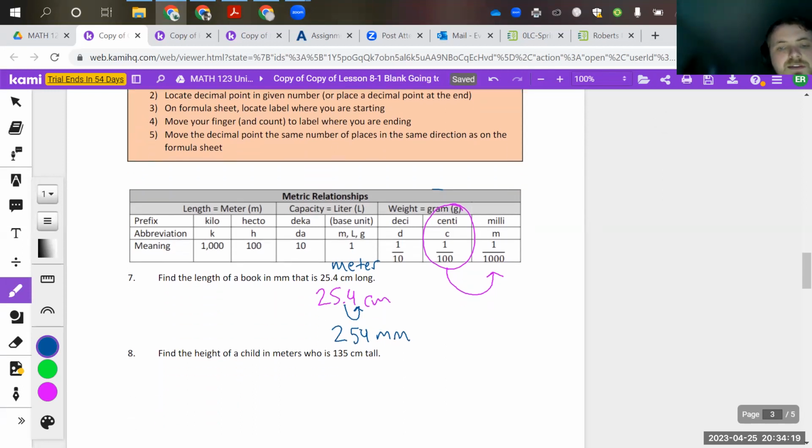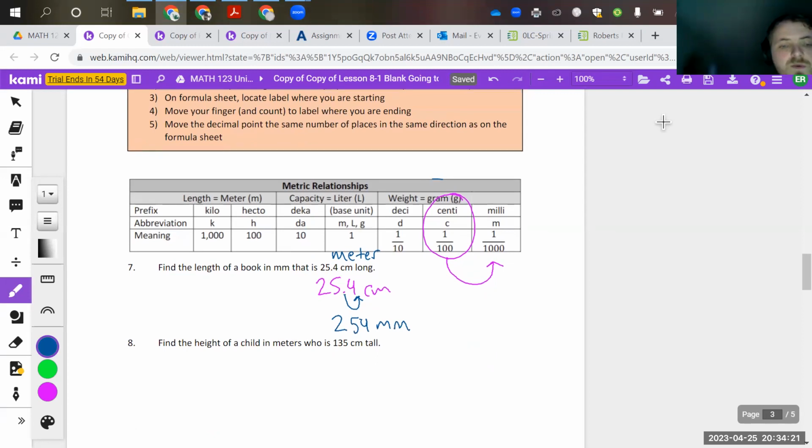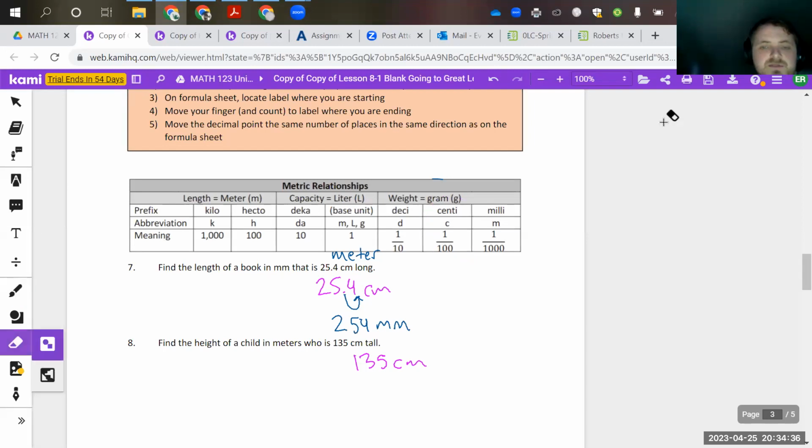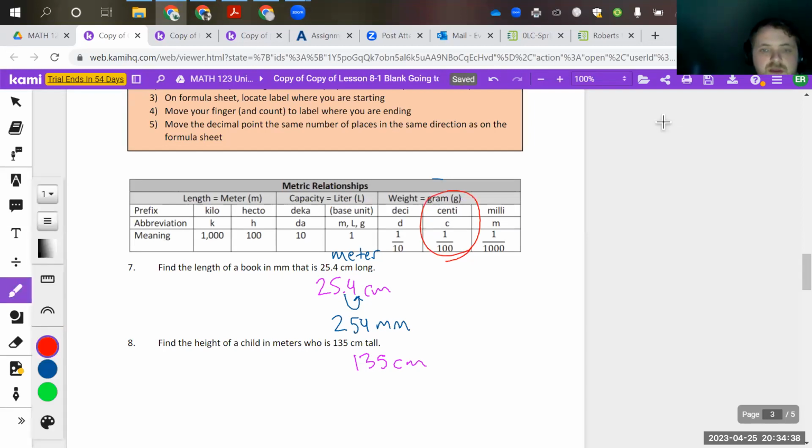So if I use that same concept for 135 centimeters, and I want to go towards meters, if I start with centimeters, and now I'm going towards meters, I just have to move my decimal place 1, 2 over. So 135 centimeters is the same as 1.35 meters.